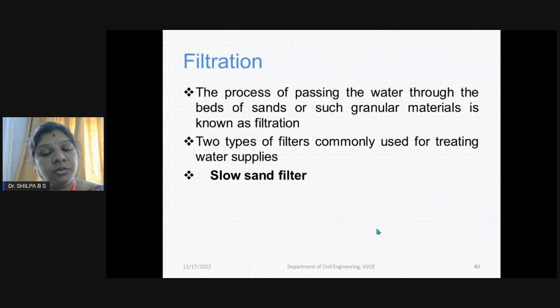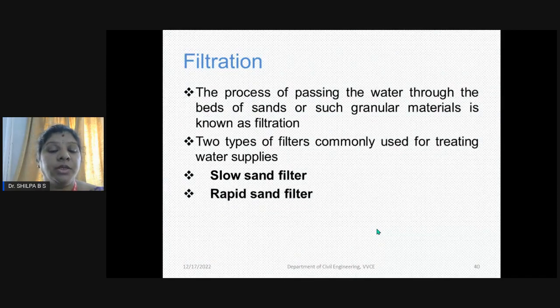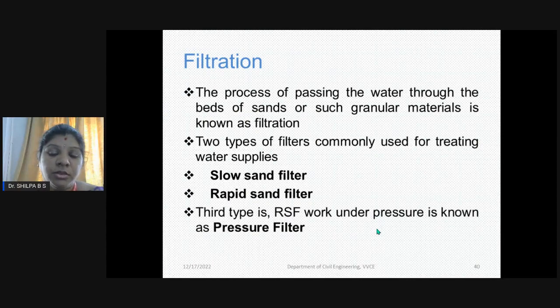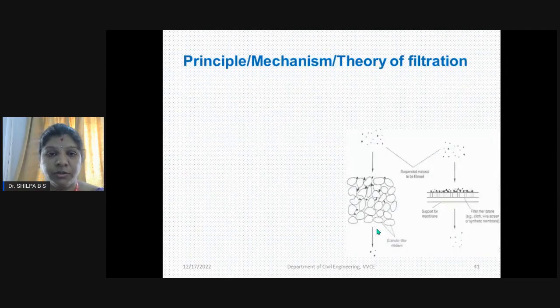The process of passing the water through a bed of sand or such granular material we call the filtration process. Two types of filters are commonly used for treating water supplies: one is the slow sand filter, the other is the rapid sand filter. A third type is also used, referred to as the pressure filter, most commonly used to treat the water in swimming pools.